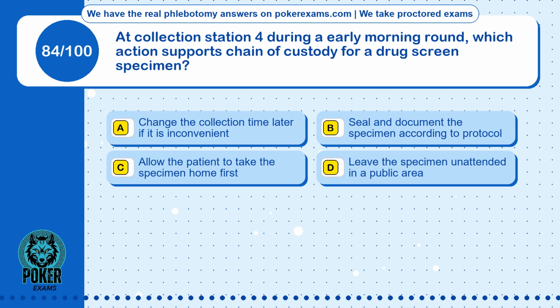Question 84. At collection station 4 during an early morning round, which action supports chain of custody for a drug screen specimen? Option A. Change the collection time later if it is inconvenient. Option B. Seal and document the specimen according to protocol. Option C. Allow the patient to take the specimen home first. Option D. Leave the specimen unattended in a public area.